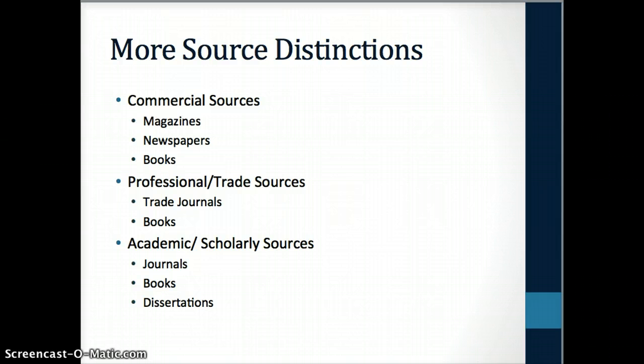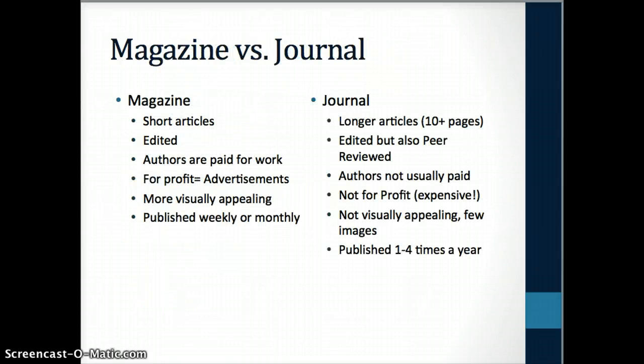So if we think about these different distinctions, commercial sources are your magazines, your newspapers, and books. Professional and trade sources, trade journals, and books. And academic and scholarly sources, journals, books, and dissertations. So how do you tell the difference between a magazine and a journal? Well, magazine articles are usually shorter. You're not usually going to find a magazine article that's longer than 5 to 6 pages.